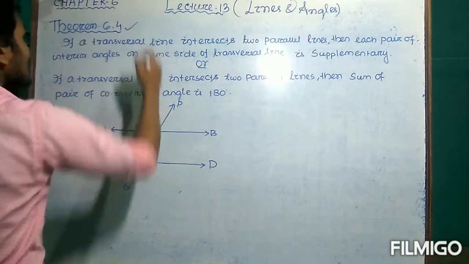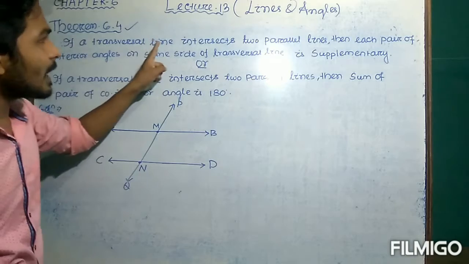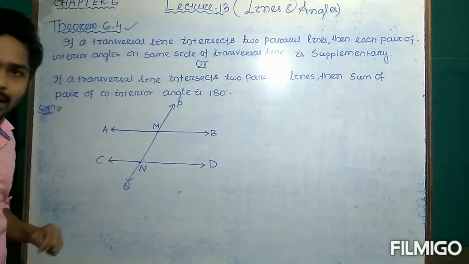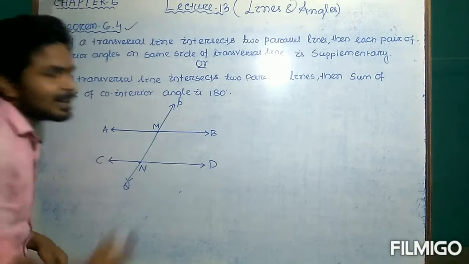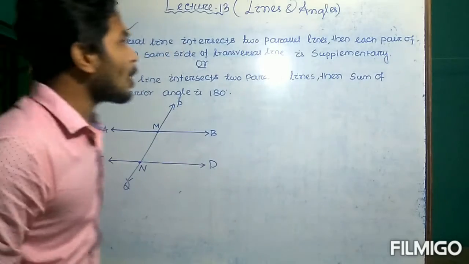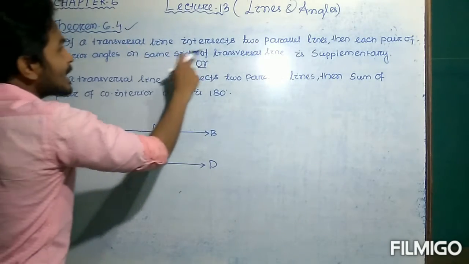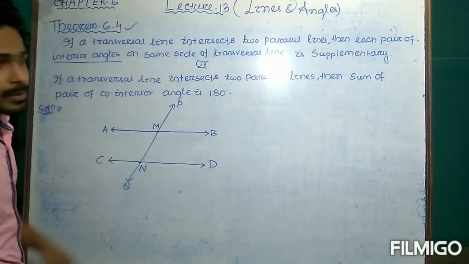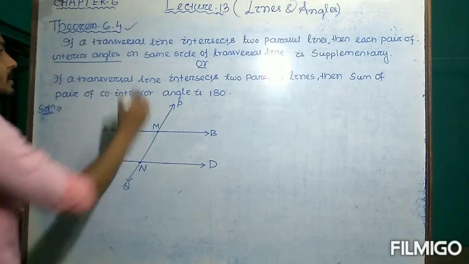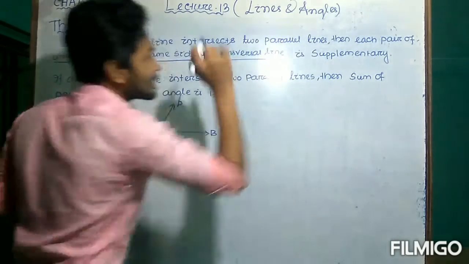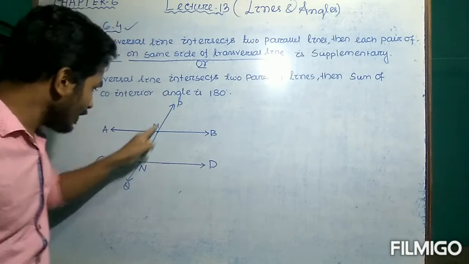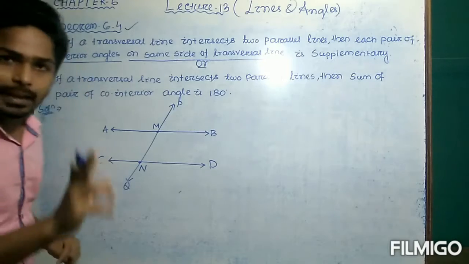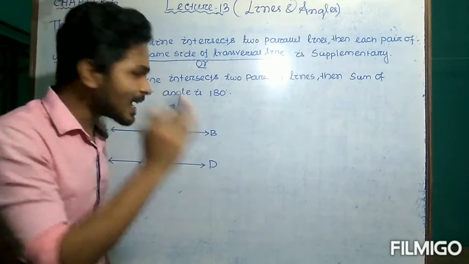According to theorem 6.4, if a transversal line intersects two parallel lines, here PQ is a transversal line which intersects two parallel lines AB and CD, then each pair of interior angles on the same side of the transversal line. So the statement is talking about the interior angles which lie on the same side of the transversal line.